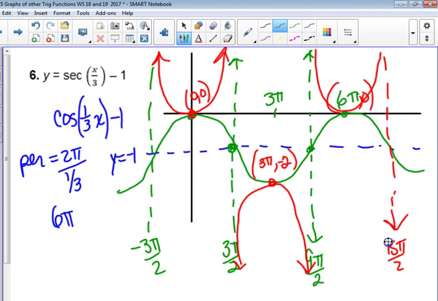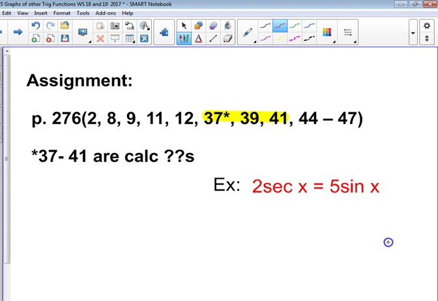All right. So what you need to do, guys, tomorrow, I'm not here. You are to work on page 276, 277, whatever it says. Quiz corrections and turn it in with your homework check that's due tomorrow. Okay?